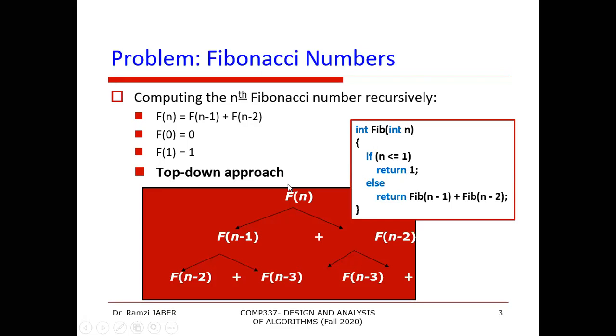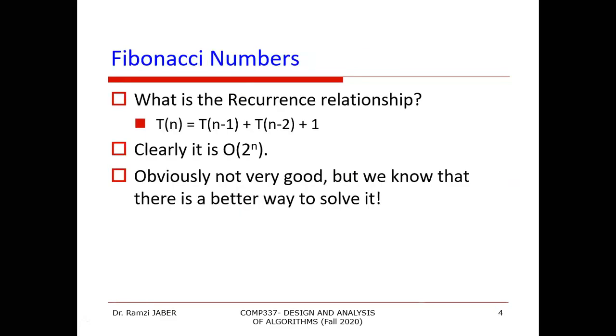What is the complexity? The complexity will be order 2 power n. It's a big complexity. The recurrence relation, the equation, will be Tn equals Tn minus 1 plus Tn minus 2 plus 1. This plus 1 is for the addition.